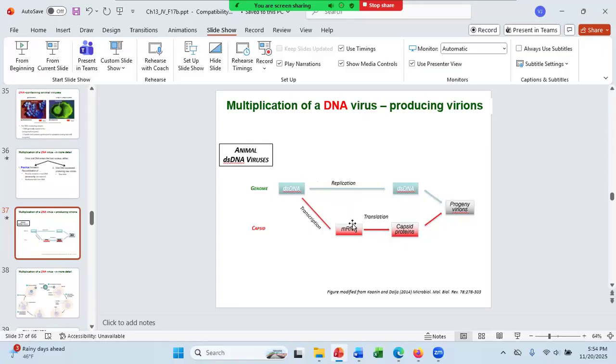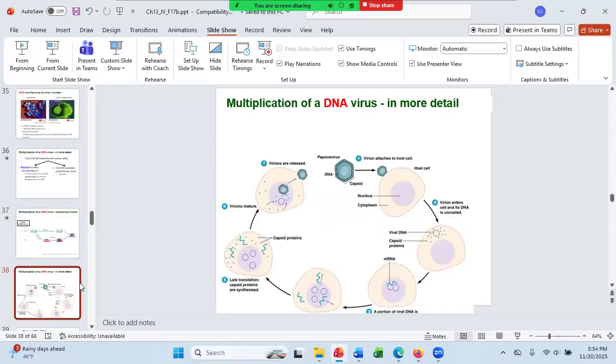If this virus follows the lytic life cycle, it'll lyse the cell to release the new progeny virions. The virus doesn't have to lyse the cell. It could bud out of the cell as well, and we'll talk a little bit about that in a little bit.